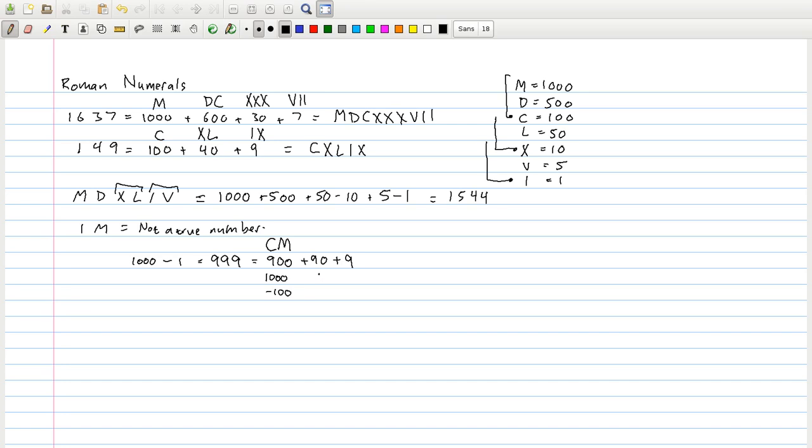90 is the same thing as 100 subtract 10. So 100 is C. Since we're subtracting 10 from that, we'll put the X before the C. And then 9 is the same thing as 10 subtract 1. So we have an X. And since we're subtracting 1, the 1 will come before it. So the actual correct representation to write 999 would be CMXCIX.